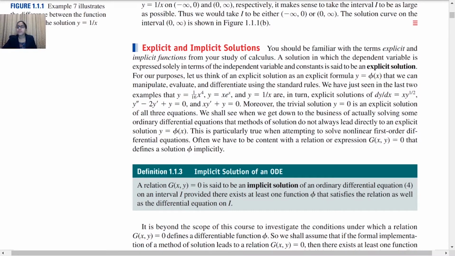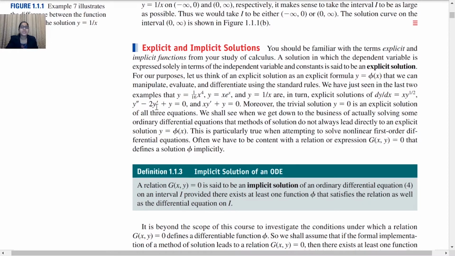So dy by dx is equal to x y raised to 1 by 2. This is the differential equation. We know y is equal to 1 by 16 into x raised to 4 was the solution. That is, y is solely written in terms of the independent variable x raised to 4. Also, y equal to 1 by x is the solution of x y dash plus y equal to 0.